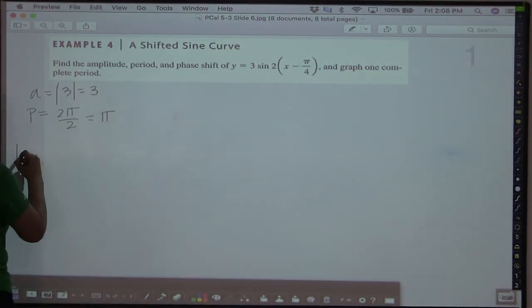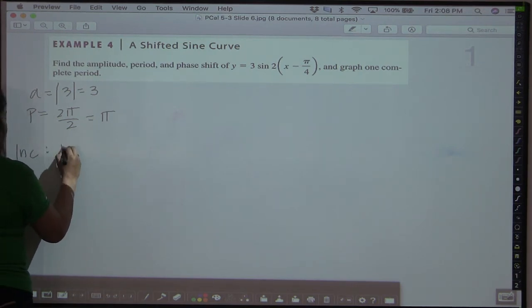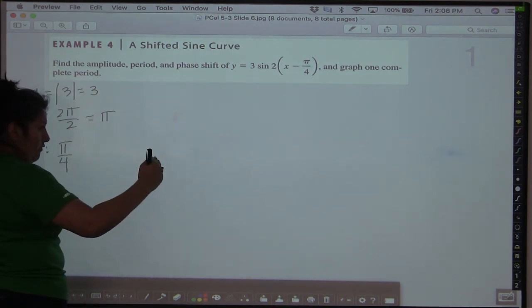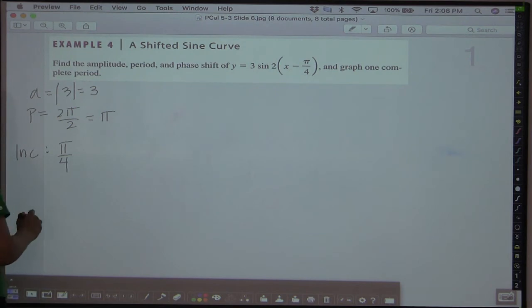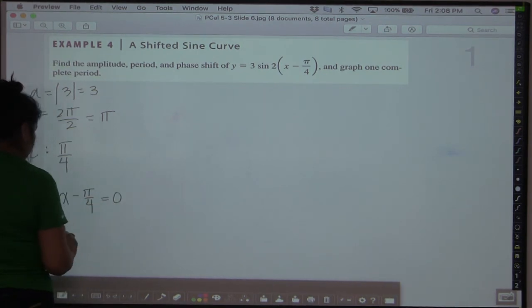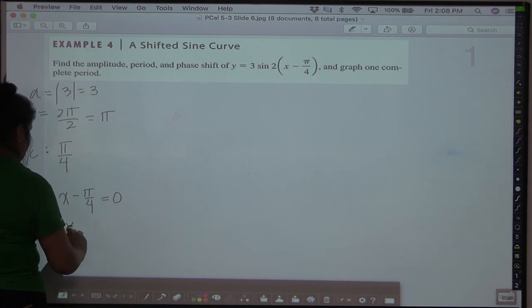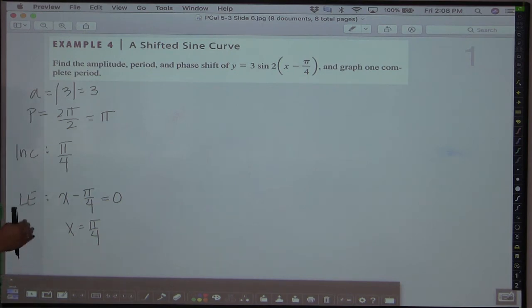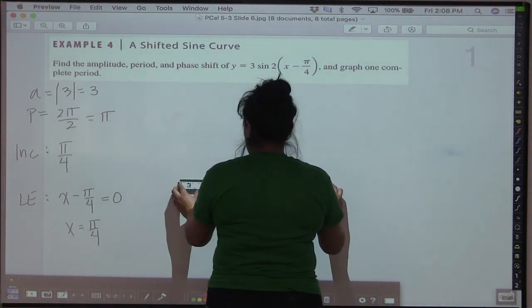As far as my increments, that's still the case where you take your period and you divide it by 4. So my increments are going to be pi over 4. Every single time I move, I'm going to be pi over 4, pi over 4, pi over 4. And then my last thing is my phase shift, so my left endpoint, like where am I starting? This is the first time where we're not starting at 0. You take x minus pi over 4, and you make it equal 0. And you're going to add pi over 4 to the other side. So this time we are starting at pi over 4. We're not starting at 0. That's the biggest difference that I need you guys to understand in this one.